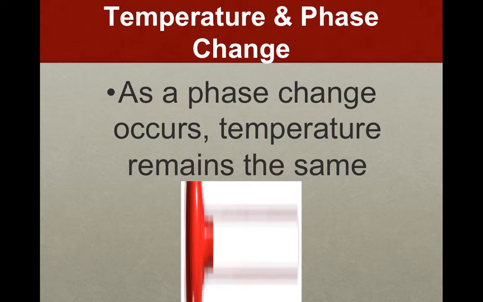Okay, now temperature and phase changes. One thing that we've realized is that as an object undergoes a phase change, if I go from a solid to a liquid, or from a liquid to a gas, during that time the temperature remains the same. All the energy that would be used to increase the temperature is actually used to change the form from a solid to a liquid. But once it's changed form, then that energy will start to cause the temperature to rise.